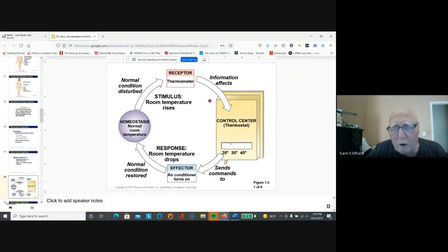So this is how it works if you think about an air conditioning. You have the thermometer is the receptor, the control center is the thermostat, then it sends commands to the air conditioner, and a certain temperature can be maintained. So you have to have a receptor, a control center, and effectors.